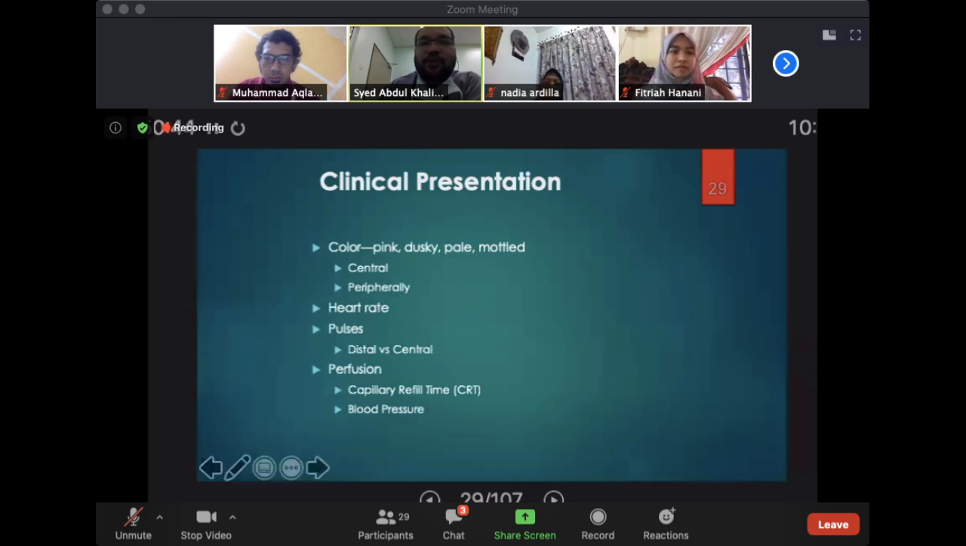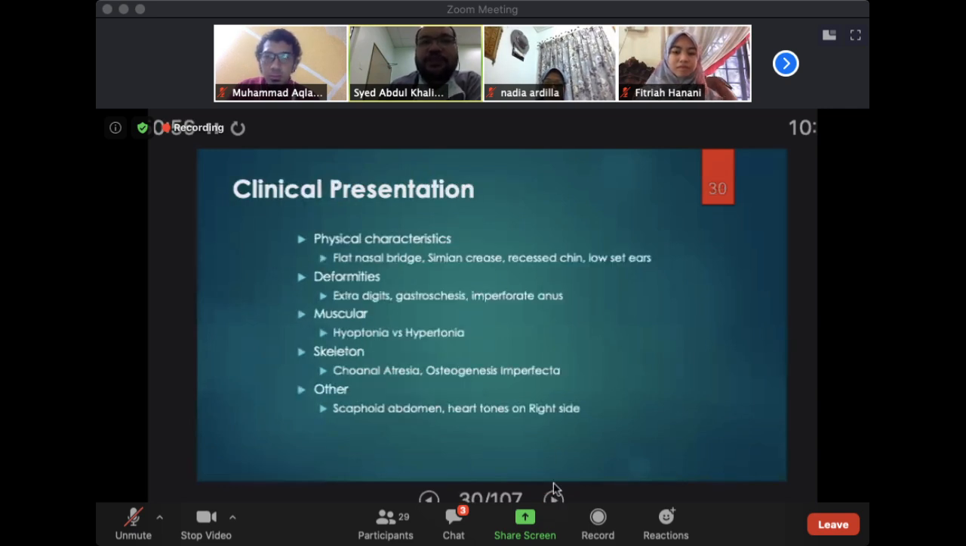And then you look at the heart rate. If the baby is tachypneic, the heart rate is usually increased as well. You can look at the pulses, distal versus central pulses, and then perfusion. You look at perfusion in the clinical presentation.